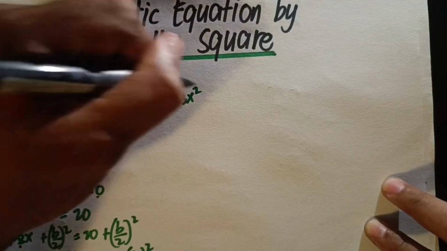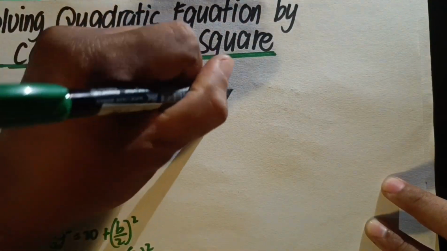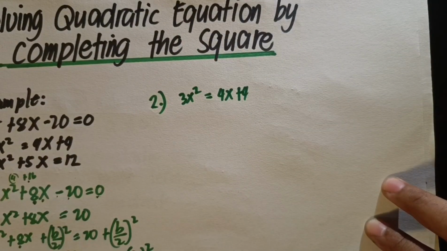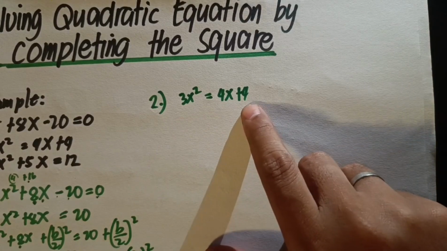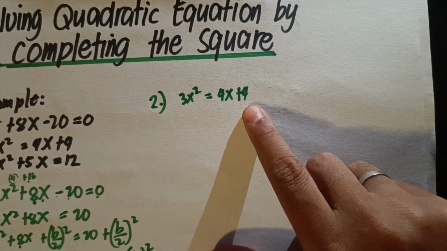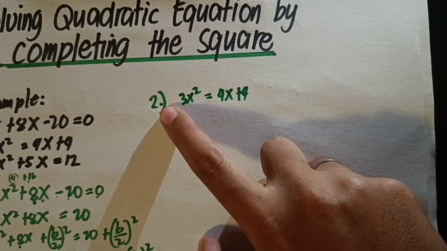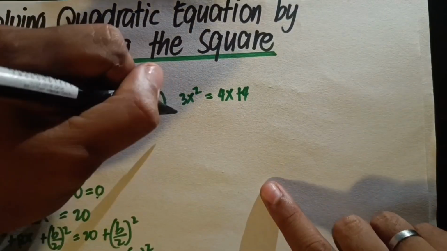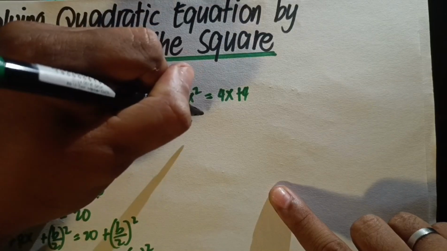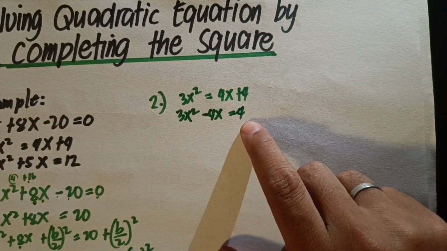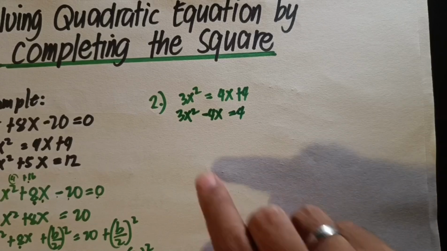3x squared equals 4x plus 4. Again, the first thing that we must do is to isolate the constant. In this case, we have here 4, which is the constant. So positive 4x will be transposed to the other side. So it will become 3x squared minus 4x equals 4. So now the constant 4 is already isolated.